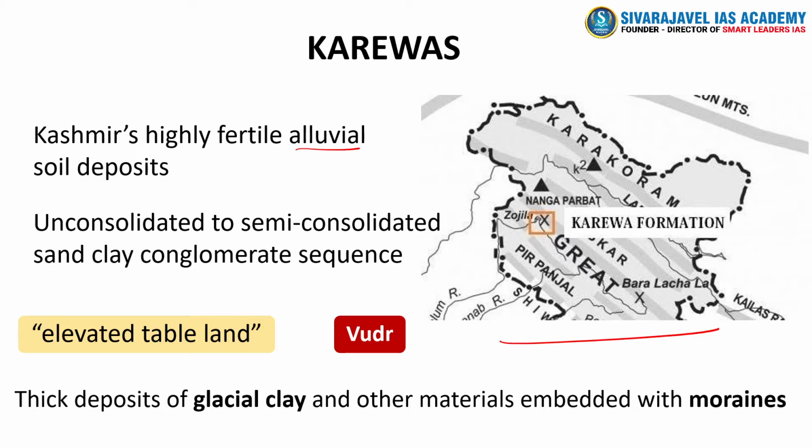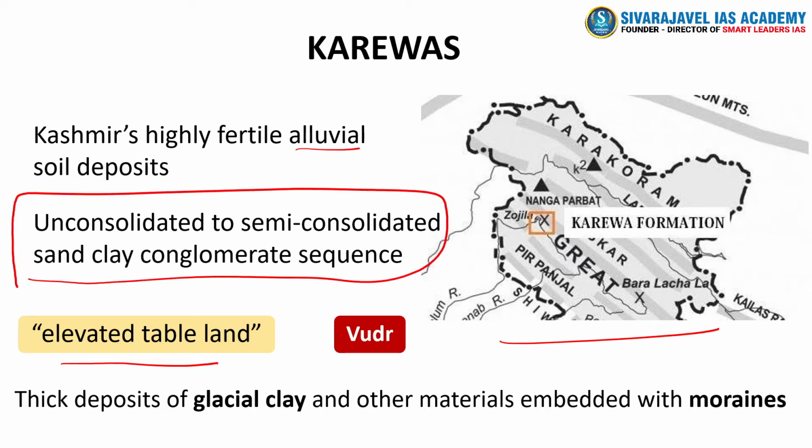In the Kashmiri dialect, the term Karyawas means an elevated tableland, something like a plateau. They are unconsolidated and semi-consolidated sand clay conglomerate sequence. This whole statement is important. In the Kashmiri language, the local people call it wood. The Karyawas are thick deposits of glacial clay and other materials embedded with moraines. Each and every word is important here because this is conventional geography directly from the NCERT. So what are moraines? They are deposits by the glaciers.